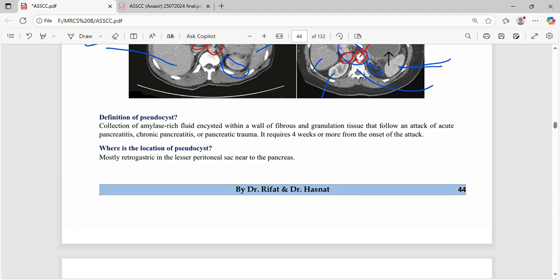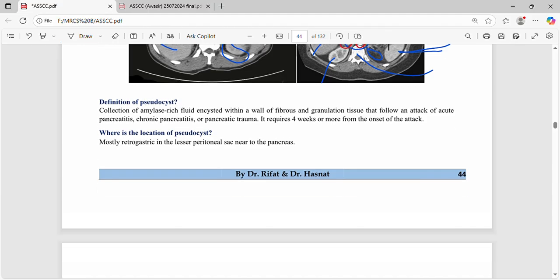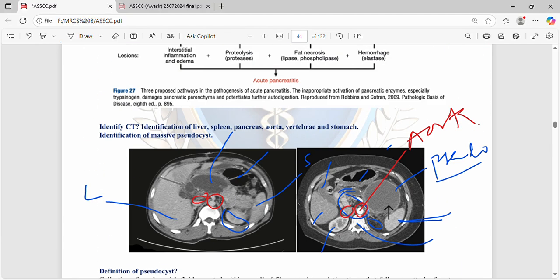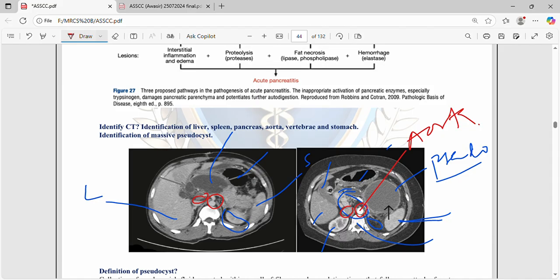Where is the location of the pseudocyst? Mostly retrogastric in the lesser peritoneal sac near the pancreas. So remember, if you are confused during CT reading, this is your stomach, and behind the stomach we have the lesser sac. So this will always be present. Most probably it will be present in the lesser sac, always. This is your stomach, so it will be here.